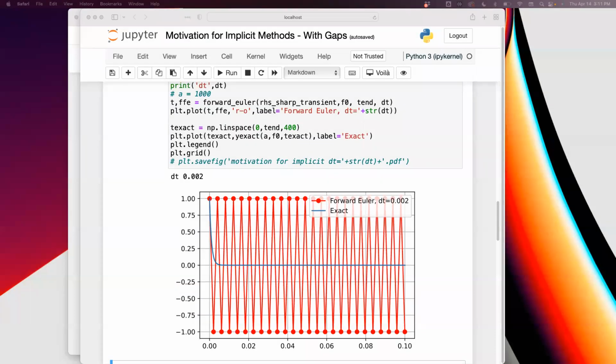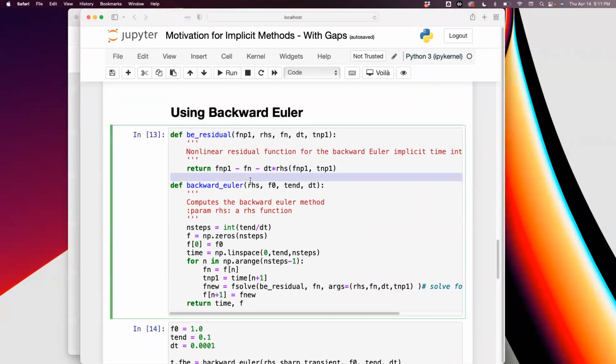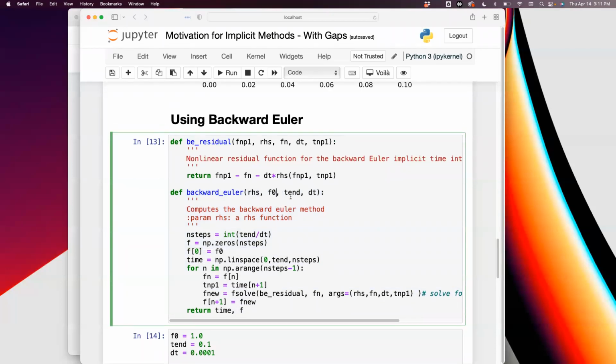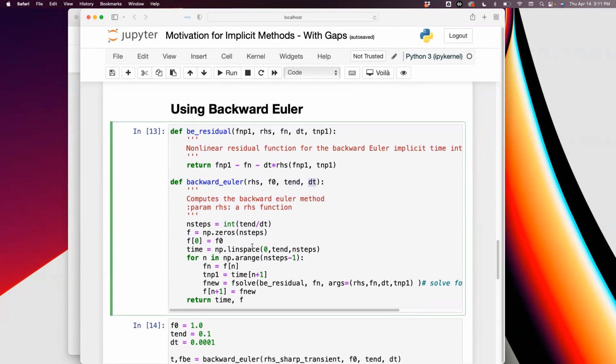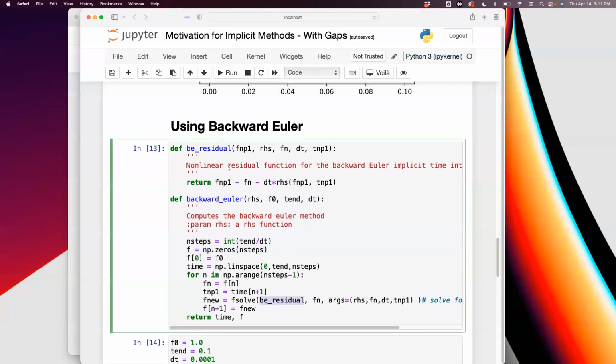I think in your notebook, let's see, in your notebook, I have a backward Euler method implemented over here. It also takes the right-hand side, initial condition, time, and a time step size. But as I'm looping, you see this fsolve over here. That's where I'm doing the nonlinear solve for the residual function. Now, the backward Euler residual is very simple. It's defined as phi n+1 minus phi n minus delta t times the right-hand side at phi n+1 and tn+1. So the arguments get a little bit complicated.